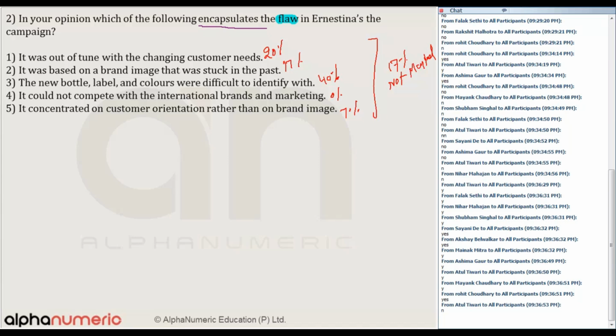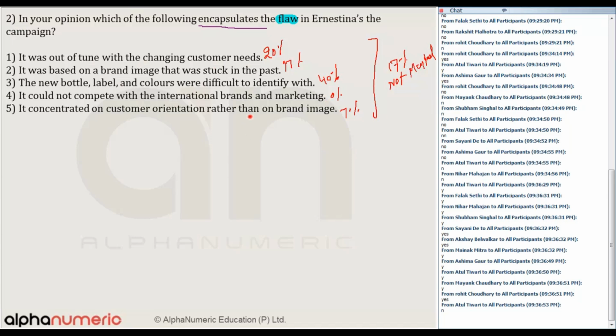Okay? Let's talk about what is the flaw in this campaign. The first point, it says it was out of tune with the changing customer needs. It was based on the brand image that was stuck in the past. The new bottle label and colors were difficult to identify with. It could not compete with the international brand and the marketing, and none of it concentrated on customer orientation rather than on the brand image.